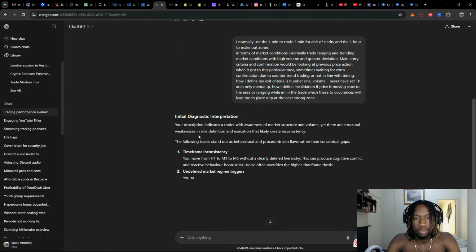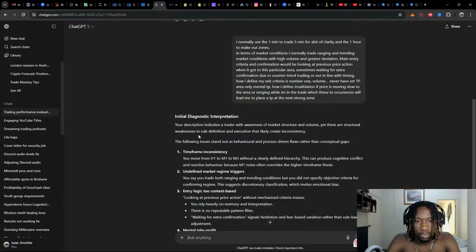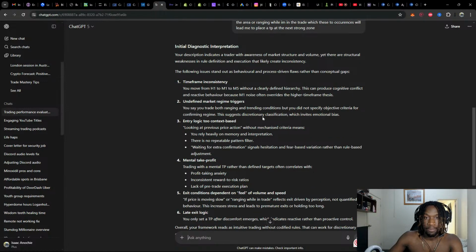Your description indicates a trader with awareness of market structure and volume, but there are structural weaknesses in rule definition and execution that likely create inconsistency. The following issues stand out as behavioral and process-driven flaws rather than conceptual gaps. Time frame inconsistency: you move from 1 hour to 1 minute to 5 minute without a clearly defined hierarchy. This can produce cognitive conflict and reactive behavior, because 1 minute noise often overrides the higher time frame thesis. Undefined market regime triggers: you say you trade both ranging and trending conditions, but you do not specify objective criteria for confirming the regime. This suggests discretionary classification, which invites emotional bias.